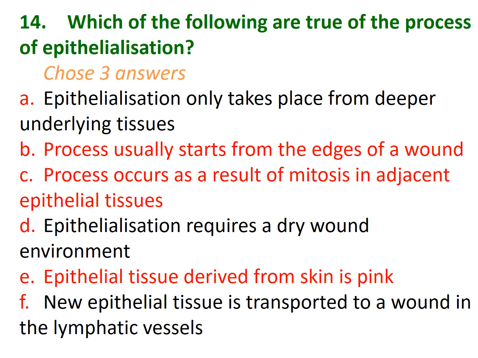it matures. And to say that new epithelial tissue is transported to a wound in the lymphatics is just ridiculous, because the lymphatics are transporting things away from the tissues towards the centre of the body, so the lymphatic fluid can be returned into the venous circulation.